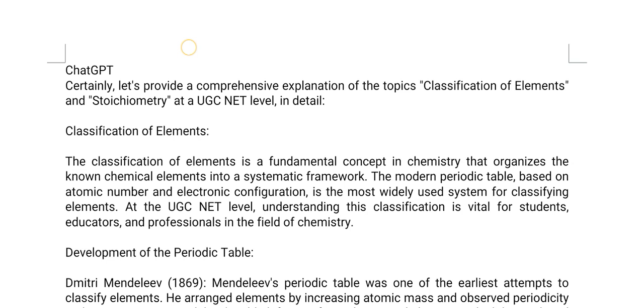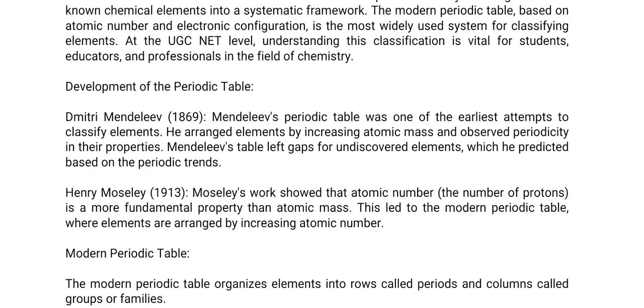Classification of elements. The classification of elements is a fundamental concept in chemistry that organizes the elements into a systematic framework. The modern periodic table, based on atomic number and electronic configuration, is the most widely used system for classifying elements. So, development of the periodic table.